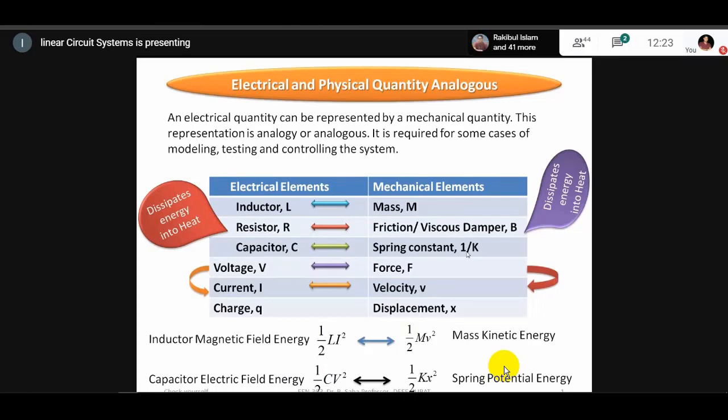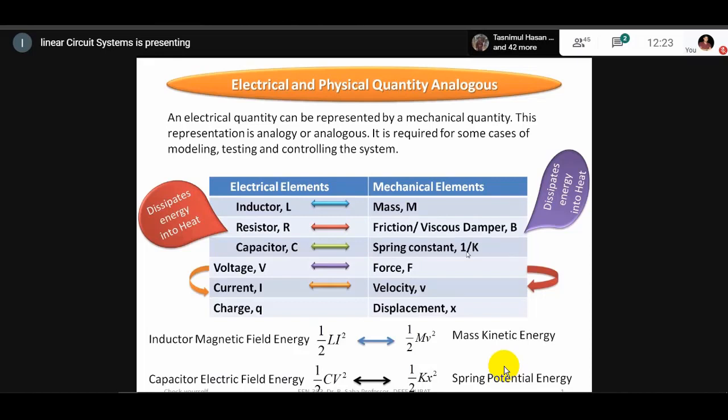Now voltage is force. What is voltage? Electromotive force is the voltage, right? Also, the potential difference between two points we also call voltage, right? But here the voltage is the source voltage, which is electromotive force. So electromotive force is equivalent to mechanical force, F.